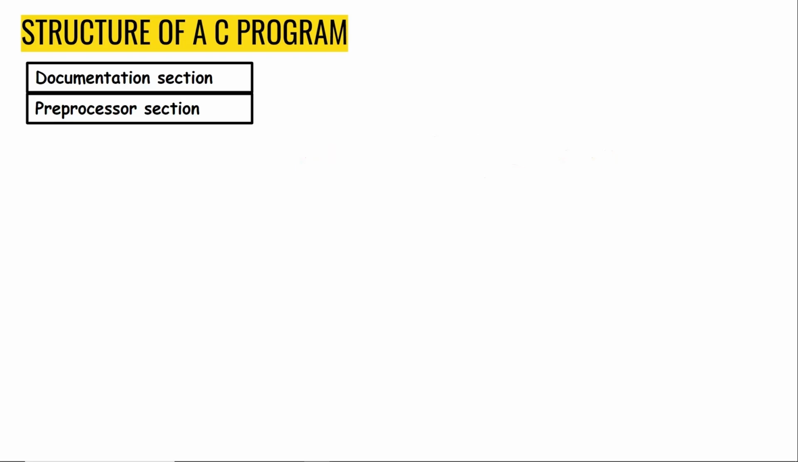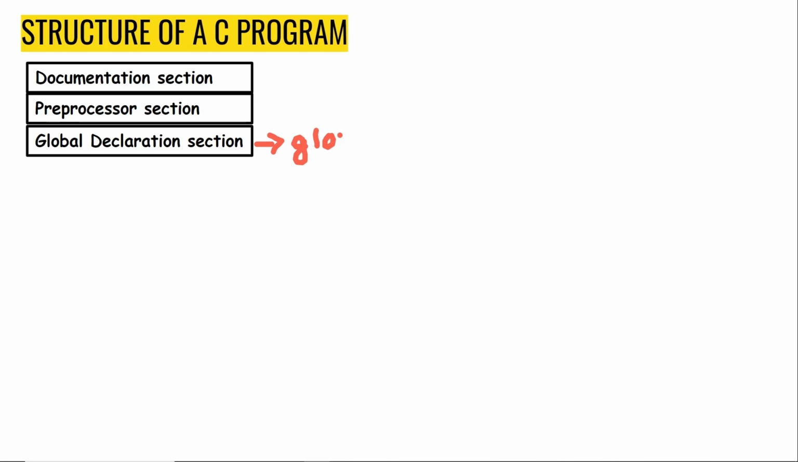The next section is the global declaration section. This is optional. We can declare variables here. If you declare a variable in the global declaration section, it is considered to be global. The variables that are used in more than one function throughout the program are called global variables, and we can declare them outside the function.